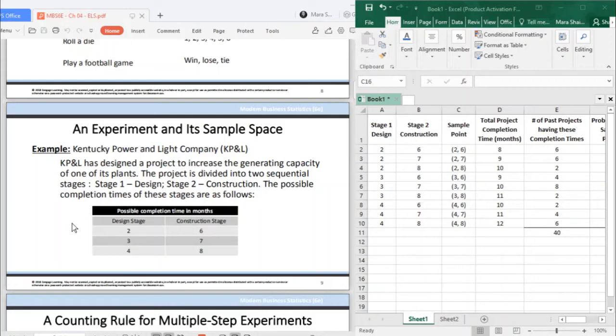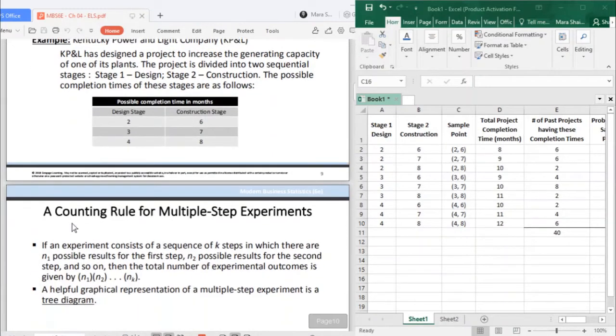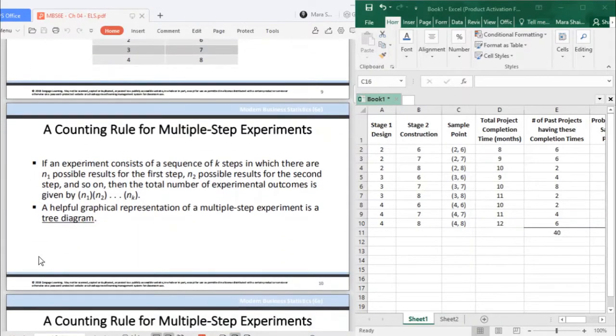Now, we already know what experiments, sample points, and sample space are. Now, let's move on to the counting rules. Before we can assign probabilities, we need to deal first with the different counting rules. There are three counting rules: the multiple step, the combination, and the permutation. First is the multiple step.